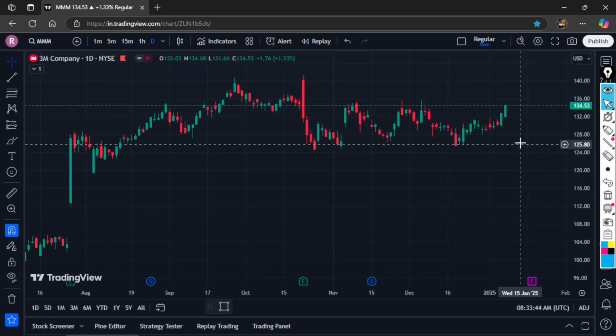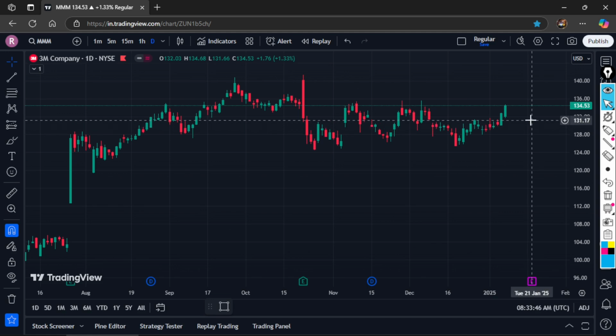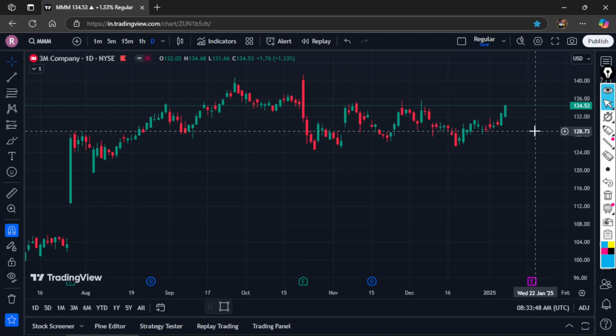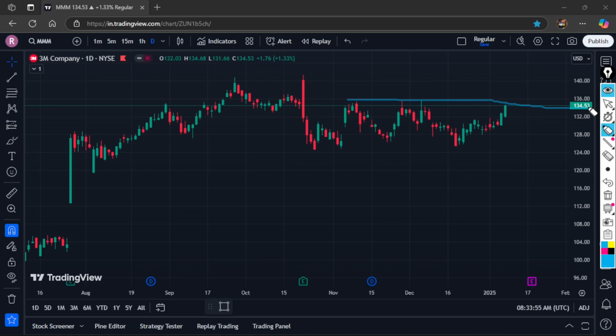Here in 3M, I'm interested again in the buying side. Other than that, I'm not interested, because if we can see here, this can try to go upside, because this has touched multiple times. So I'm interested in the buying side, not in the selling side.